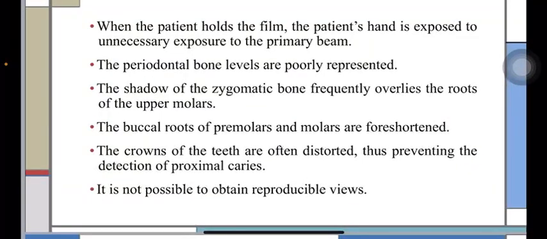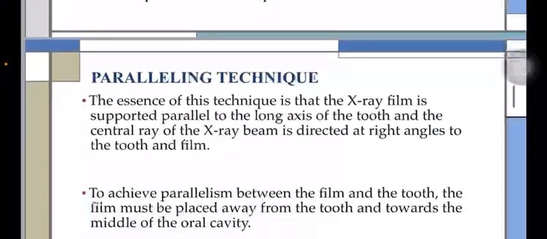When the patient holds the film with the hand, the hand is also exposed, and the periodontal bone levels are poorly represented. In maxillary teeth, in cases of the upper molars, the shadow of the zygomatic bone frequently overlaps the roots. The buccal roots of premolars and molars are foreshortened. The crowns of the teeth are often distorted, thus preventing the detection of proximal caries by this process. It is not possible to obtain reproducible views.